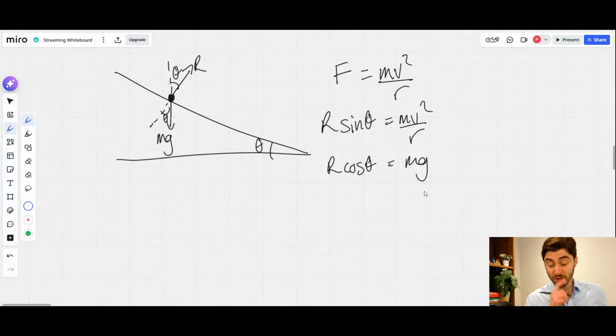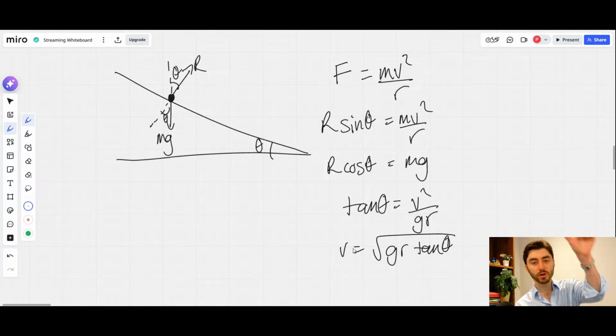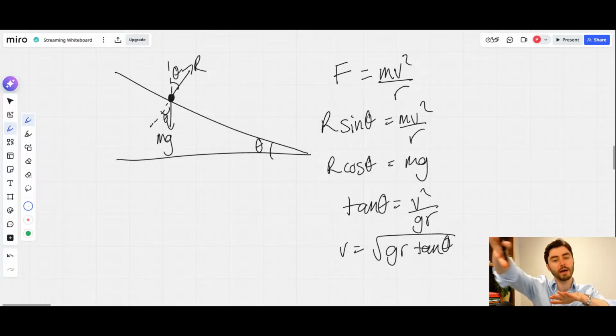So what we can do is to divide these through, and we get tan theta is not equal to mu in this instance. It would be equal to v squared over gr. And we would get that v is equal to the root of g r tan theta, where this would be the perfect speed in order to ensure frictionless motion on the banked track. A difficult case study if it comes up.